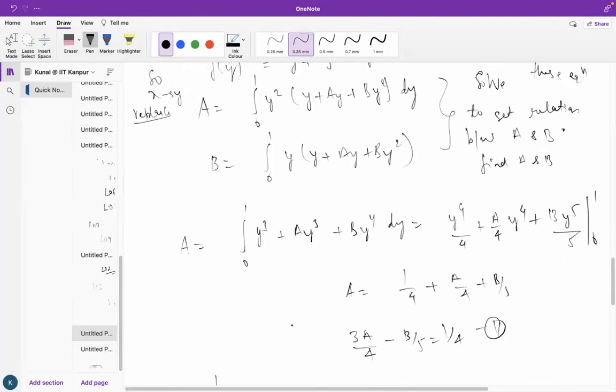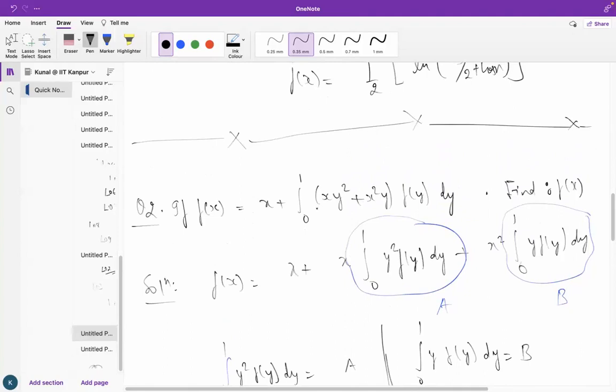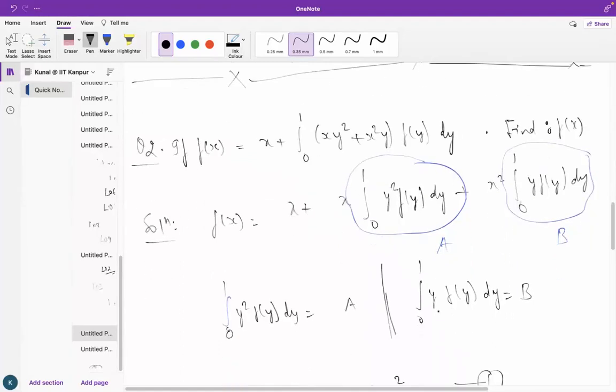So this is the correct example and the easy example of what is called determining the function. Let me tell you again what I'm doing here. This is our given expression, right? And you have to find the function f of x. So what I did here, I first multiplied f of y inside and then took the x outside. We can do that, right?